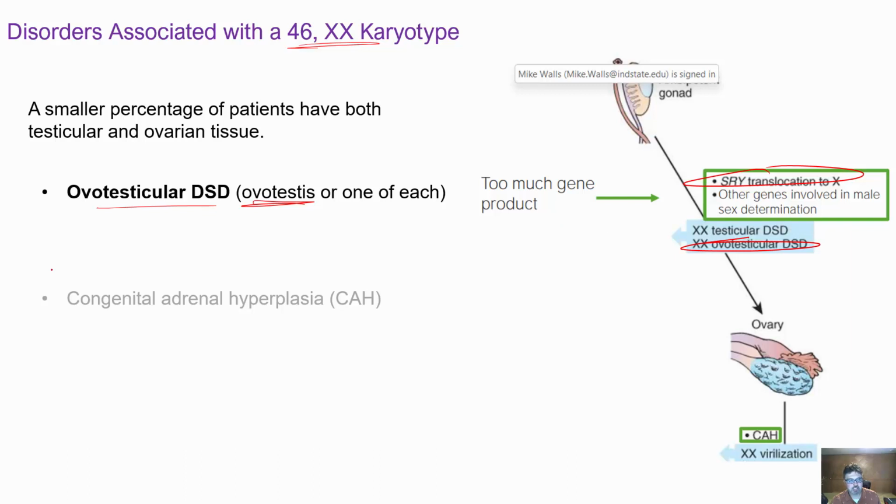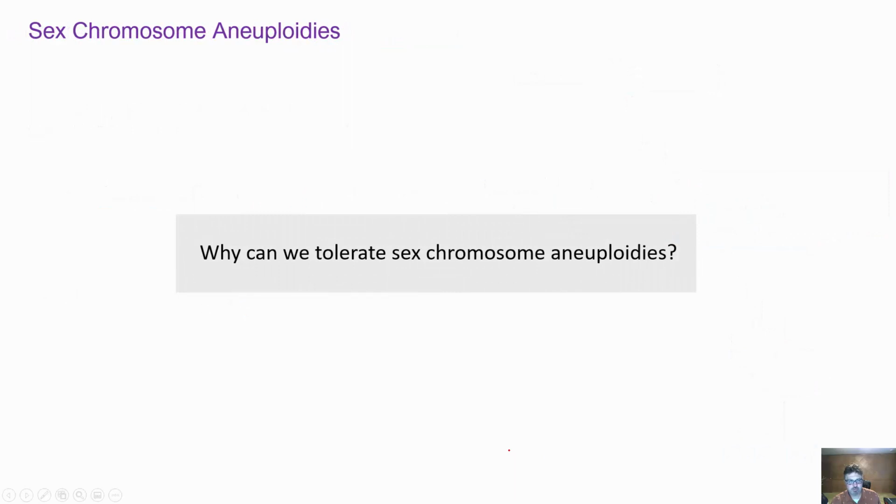Now, one thing you'll notice is congenital adrenal hyperplasia. If you guys remember, adrenal glands are also secreting testosterone, and so that can also result in this condition. Another way to get the testosterone is with this congenital adrenal hyperplasia, and then you're going to get that XX virilization.